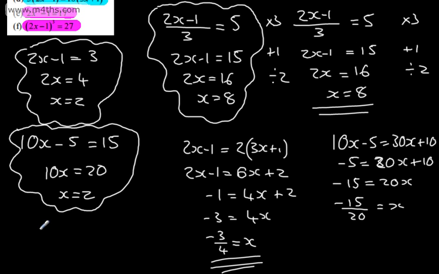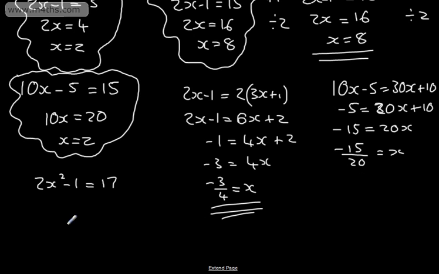So this one right here, we've got 2x squared minus 1 is equal to 17. If you want to think how x started its life off, x was then squared, got multiplied by 2, it had 1 subtracted, and it gave us 17. So if we work that backwards, we're going to add 1, we're going to divide by 2, and we're going to square root our answer.